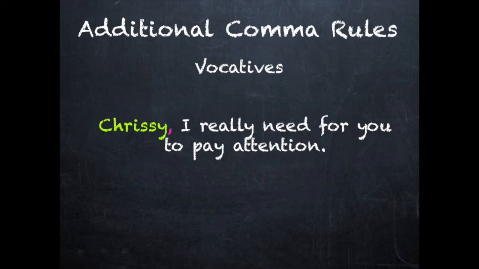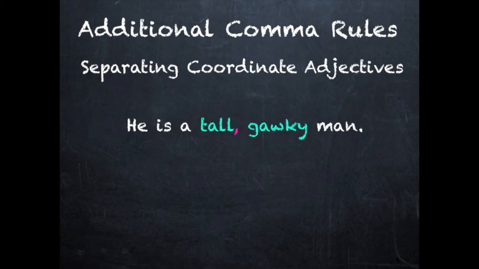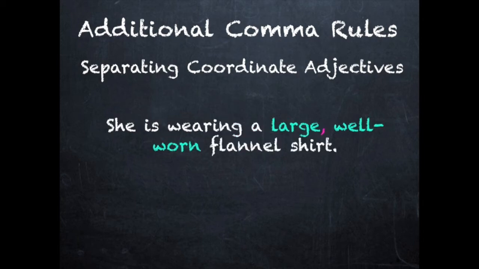You can also use commas to separate coordinate adjectives. Anytime you've got a list of adjectives, if you've got more than one, you're going to use a comma. This isn't quite the same as sequences; that'll be another lesson. He is a tall, comma, gawky man. No comma after the last adjective there. You just put it in between the list of adjectives. She is wearing a large, comma, well-worn flannel shirt.